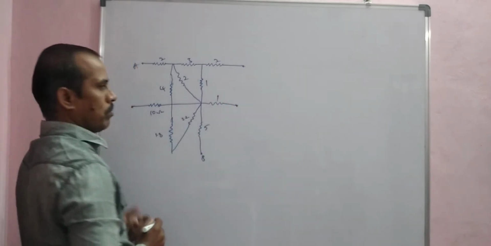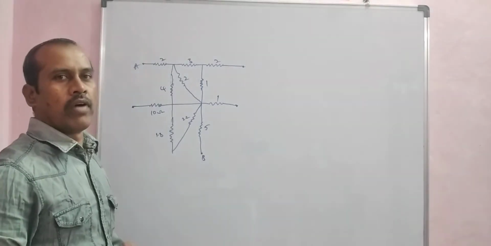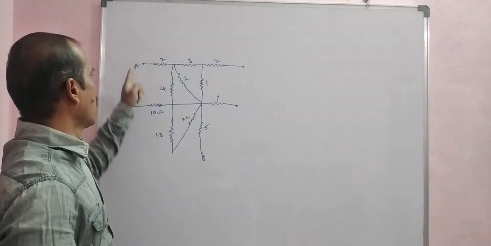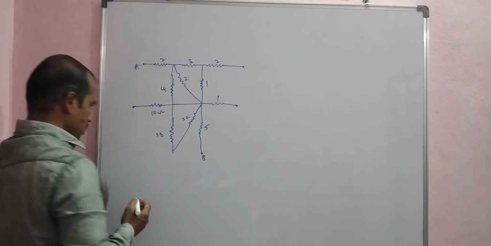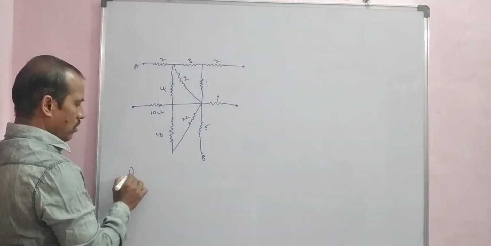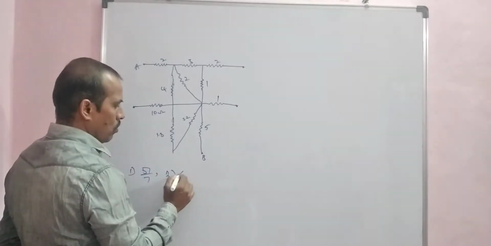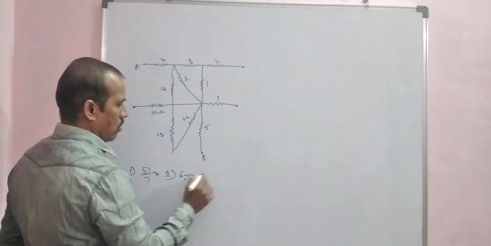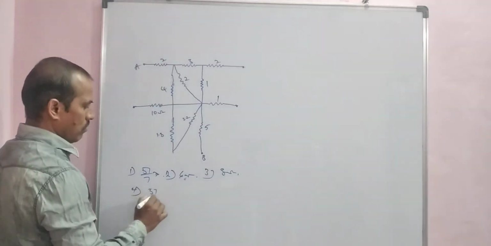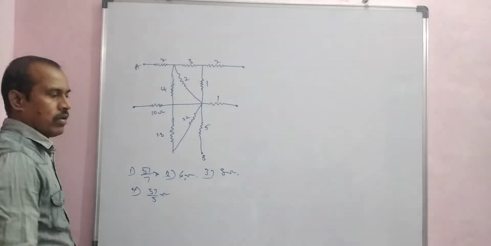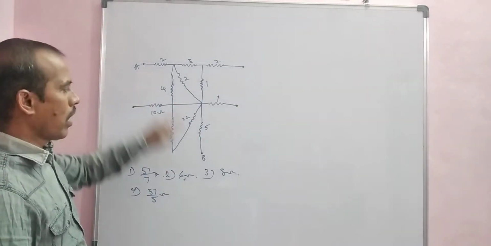This is a previous JEE Mains problem. Find the equivalent resistance between points A and B. Your options are: first option 57/7, second option 6 ohm, third option 8 ohm, and fourth option 57/5. Find the equivalent resistance of the given circuit between points A and B.